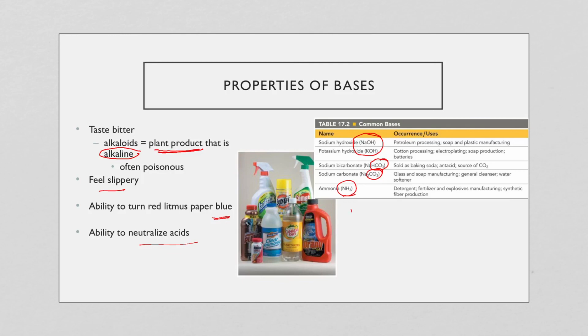And so we have metal hydroxides, we have carbonate and bicarbonate, and we have nitrogen bases. So those are sort of three basic categories of bases. So that's sort of a general overview.